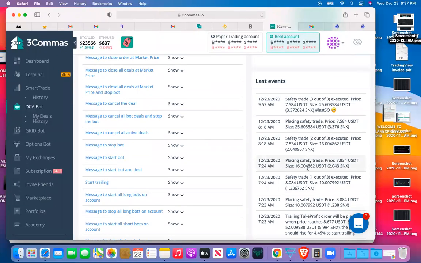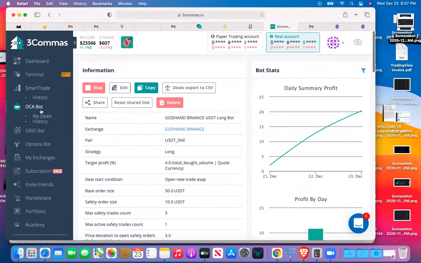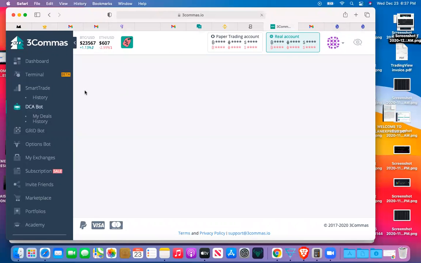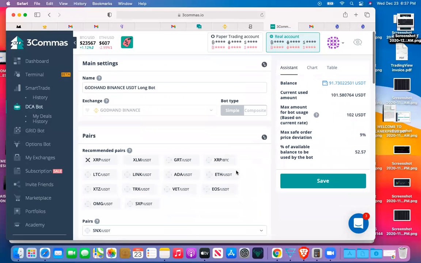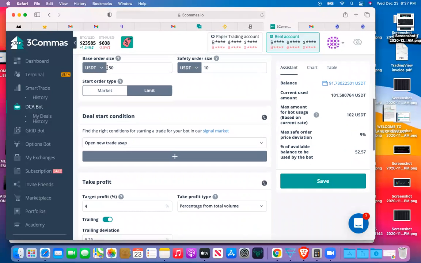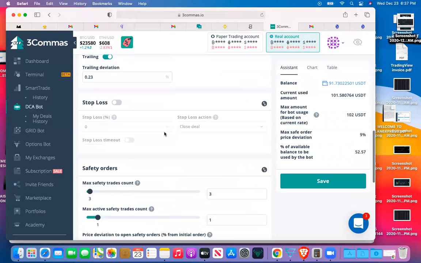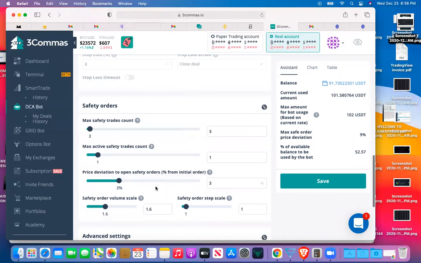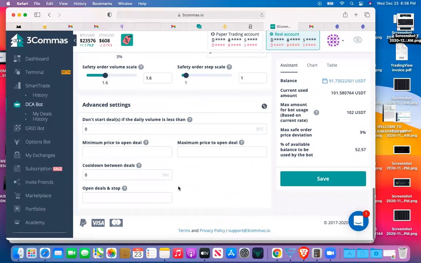Okay. Now, next I want to open it. So if I want to edit this, why not? You can always edit your bot. You can always click on edit to check the bot, what you set. You can see only $101 was what I set here. No, $102 for XNS, $50 entry price, and then safety, and then I have a trailing, and my deviation is 3%, and so in that order.